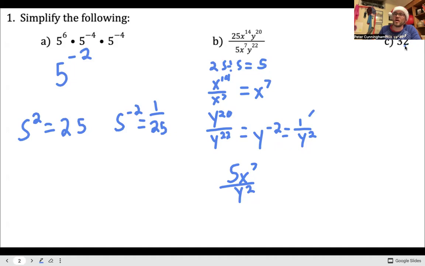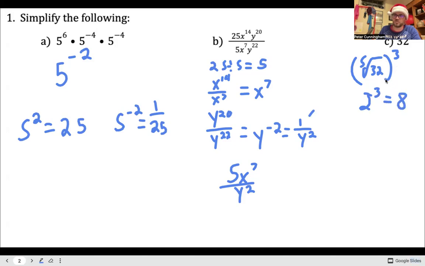32 to the power of 3/5. It's a tough one to think of, maybe. Well, maybe not that tough, but let's think about it like this. So we've got the fifth root of 32, and that number is going to be taken to the power of 3. The fifth root of 32 happens to be 2. Take that number to the power of 3, and you get 8.